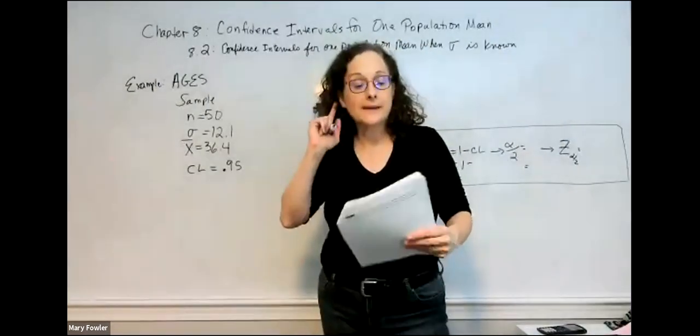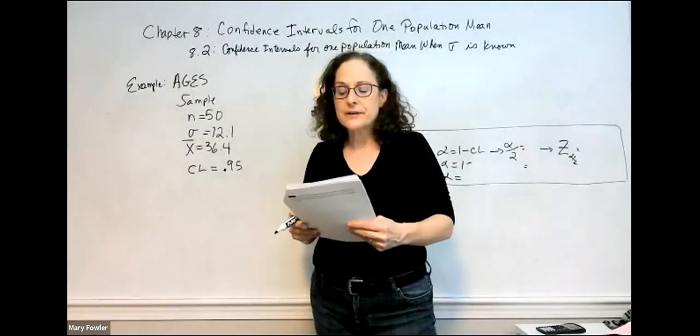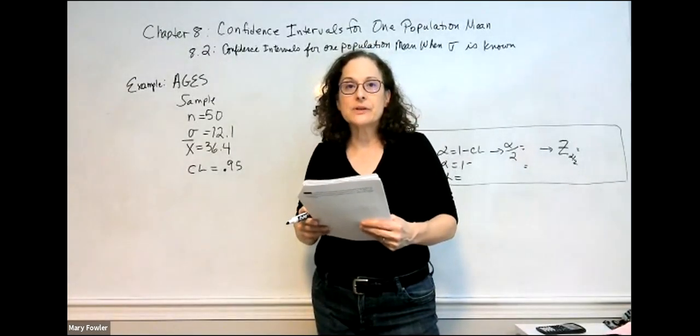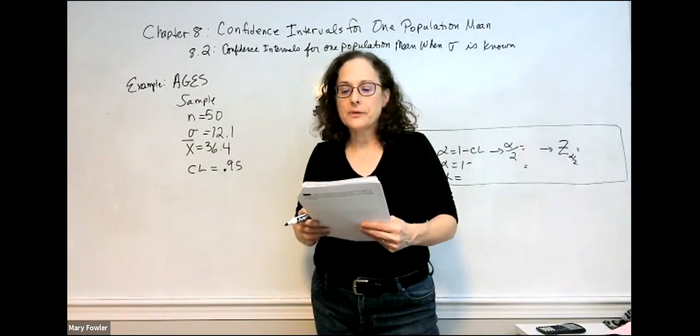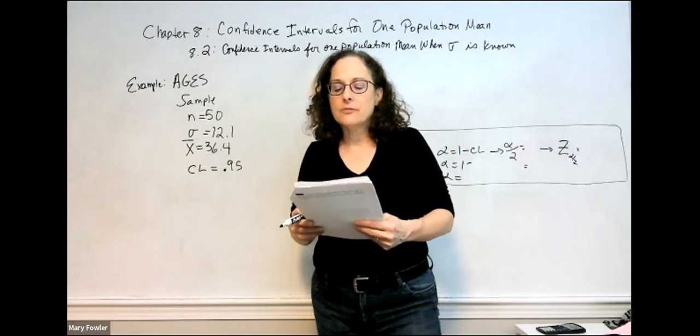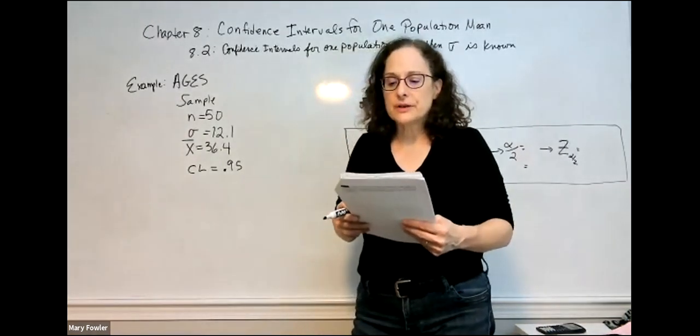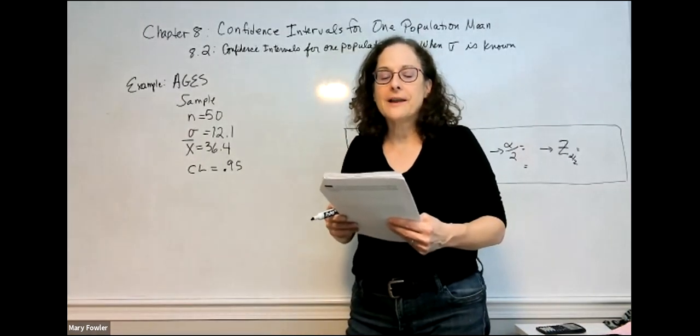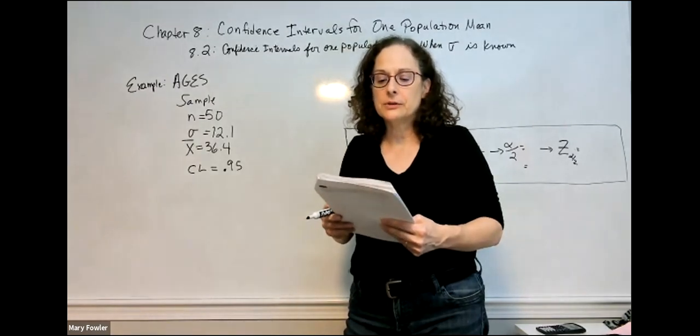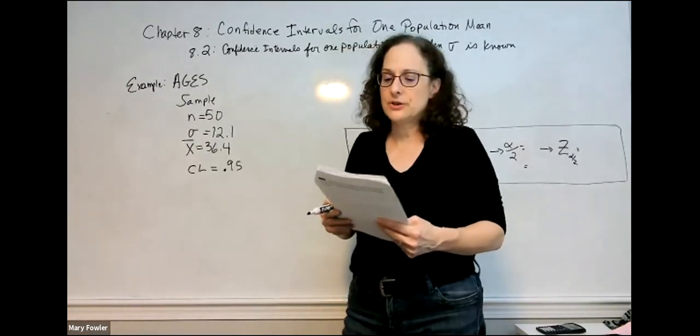Hi, so I want to look at that example in the notes. Consider the ages of 50 randomly selected people with a population standard deviation of 12.1 years and a sample mean of 36.4 years. Find the 95% confidence interval for the population mean of their ages.